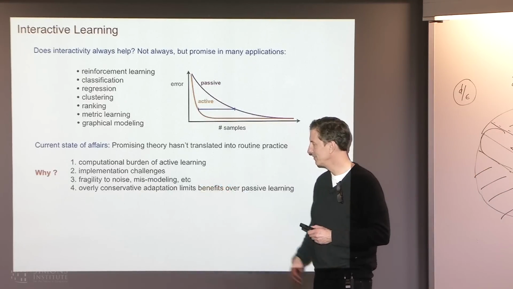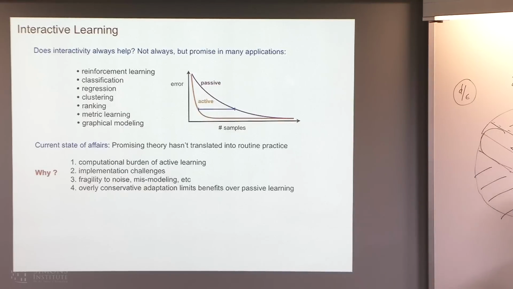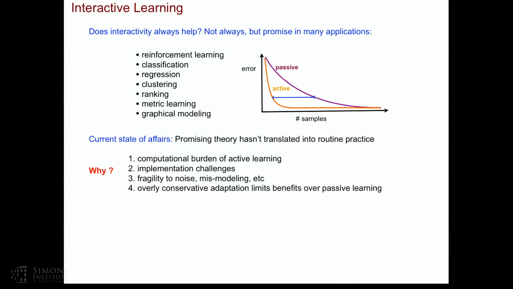The fragility issues, and because of those fragility issues and modeling assumptions, mismodeling, a lot of the theory can end up being overly conservative. We heard that from Sanjoy. Emma mentioned it too. Sometimes the bounds are really not all that tight, and while they might give us some insight into how these things are working, they don't really give us practical, usable algorithms.